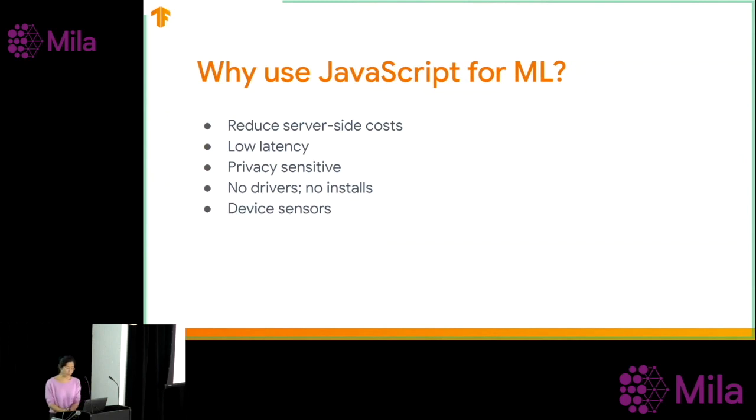Also, if your model runs in a browser, that means it can access things like the device's camera, microphone, sensors, and other capabilities through standard web APIs. Finally, if you're working on an application that has any sort of web front end, then you might as well use JavaScript for model execution, if it's possible.